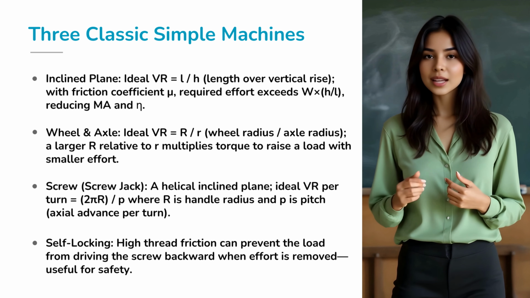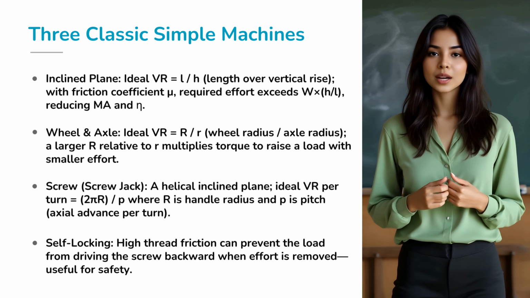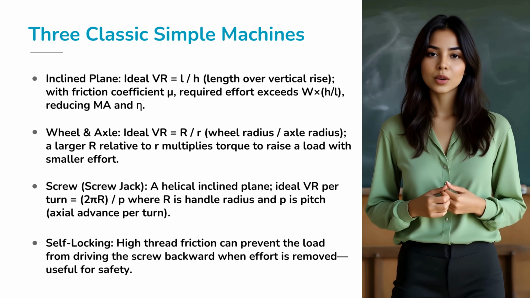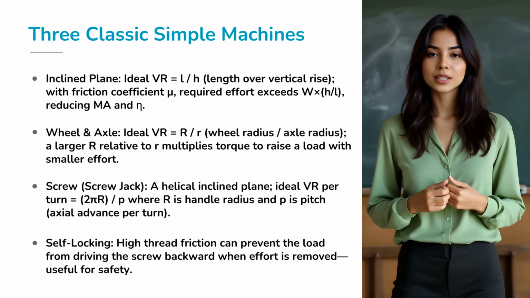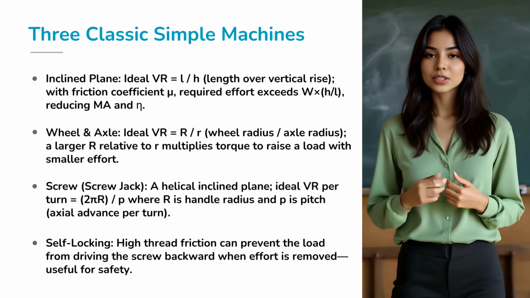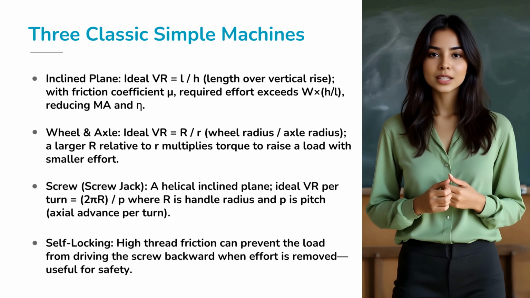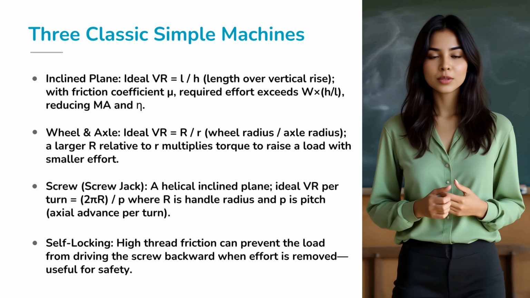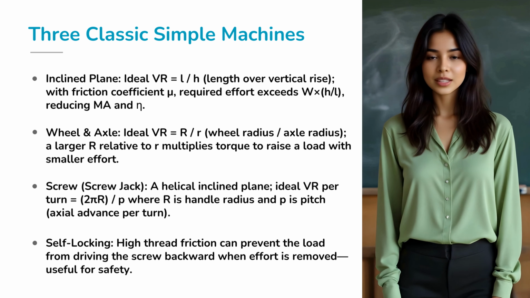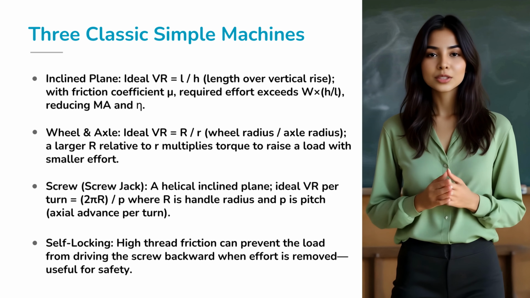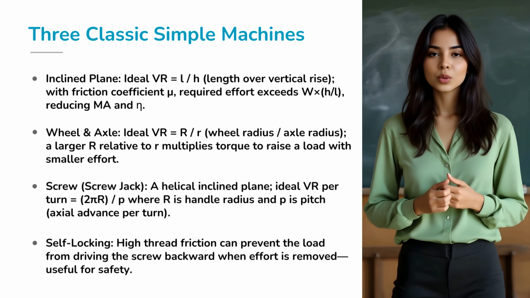The wheel and axle works on the same torque idea. VR equals capital R over small r, where capital R is the radius of the wheel and small r is the radius of the axle. A larger wheel radius compared to the axle radius multiplies torque, letting a smaller effort raise a larger load.